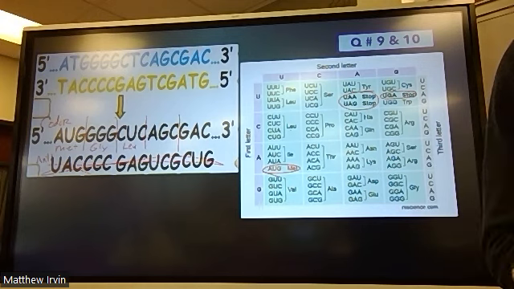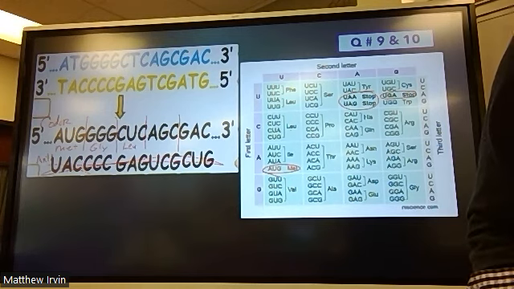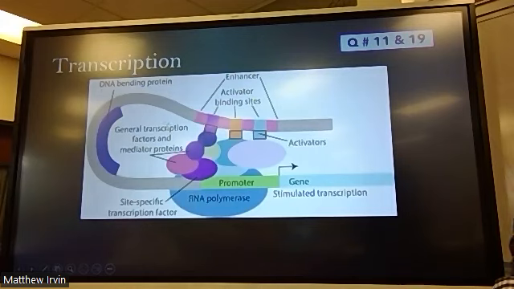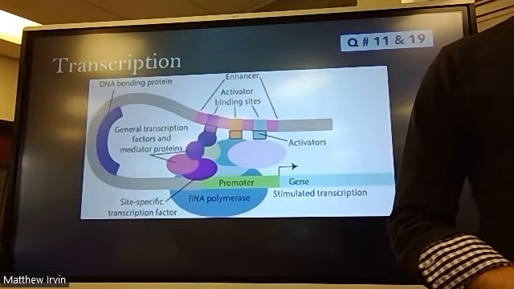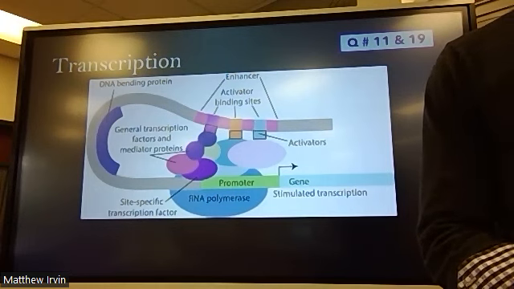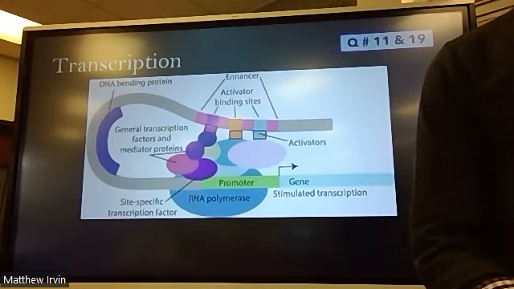Yes. I don't, but I will have them on your quiz. So, yes. So like the template strand makes the mRNA. That's the important one. So that's the codon. So you have the coding, which is the non-template strand. So that is opposite the template strand.